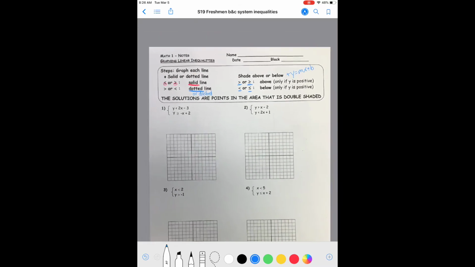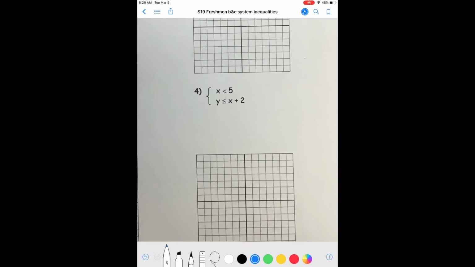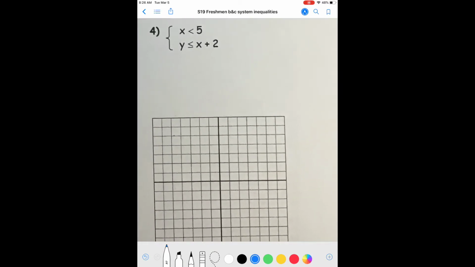So let's do one. Let's skip down to number 4, just because I know a lot of you are going to struggle with the first one. So the first one, again, if you need to, act as if it's x equals 5. So I'm going to go on the x-axis, which is the horizontal one. Y is the vertical. I'm going to go to positive 5, starting at the origin. 1, 2, 3, 4, 5. And it's going to be a vertical line because it's saying that it does not matter what the y value is, x is always 5.